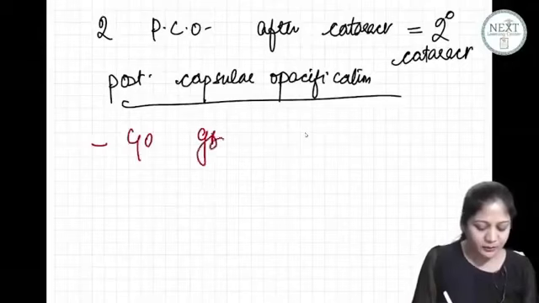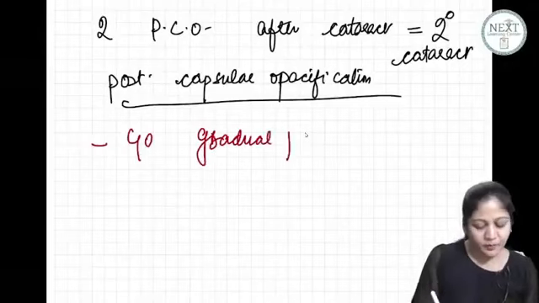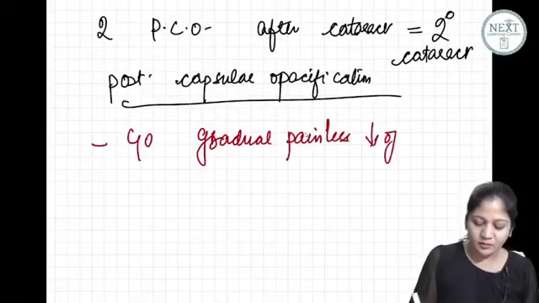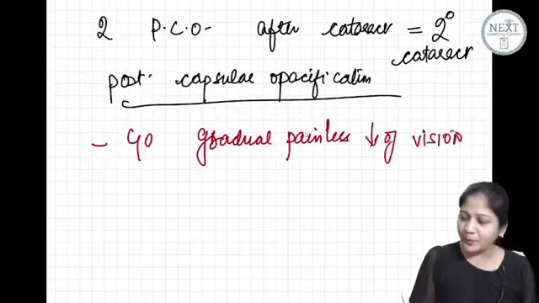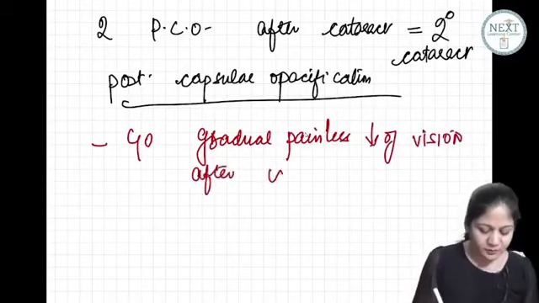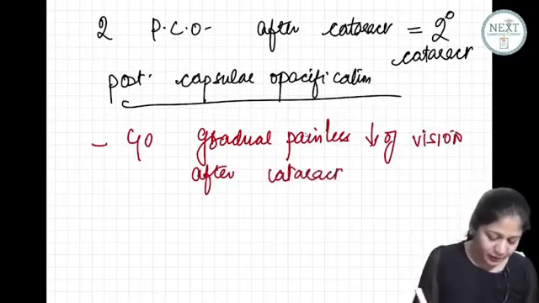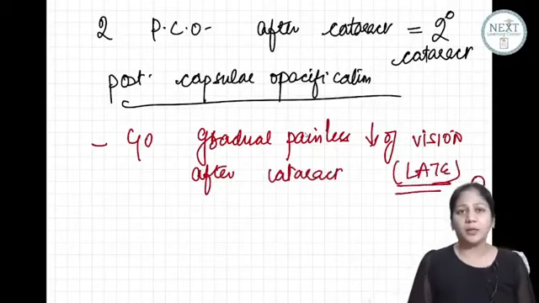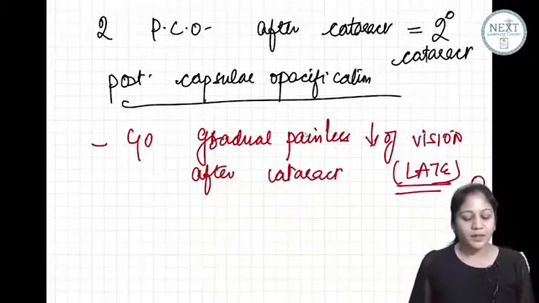A gradual, painless decrease of vision after cataract surgery. So it is mainly a late complication of cataract surgery. It's mainly a late complication. The patient was happy.